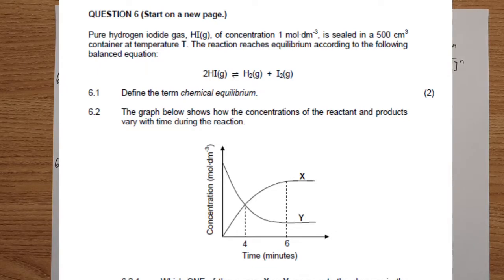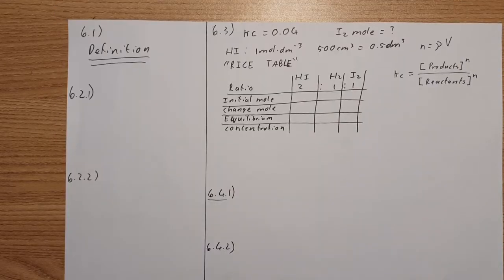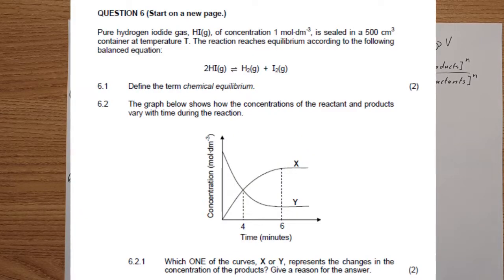Okay, so 6.1 says the definition of chemical equilibrium. Okay, so that's just the definition. You guys need to learn it, I'm not going to spend time on that. 6.2 says the graph below shows the concentration of the reactant and product varying with time during the reaction.